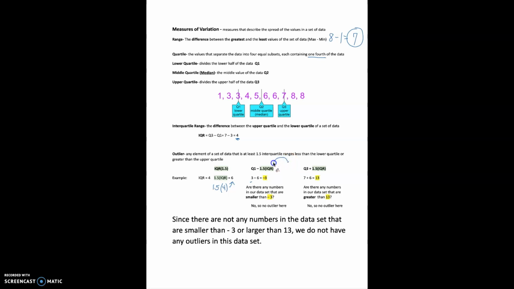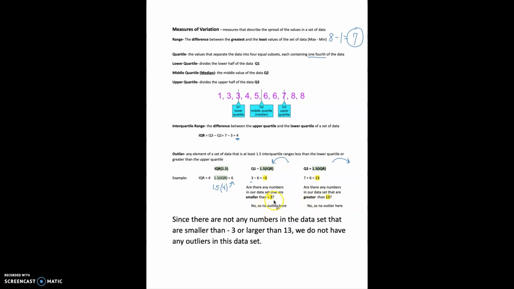We're saying, hey, is there anything further? I'm subtracting away that 1.5 times the IQR. Then we're going to take quartile 3, and we're going to add that 1.5 IQR. So we had Q3 is 7, and we're going to add the 6, which is 13. Now that -3 and 13, they're important.